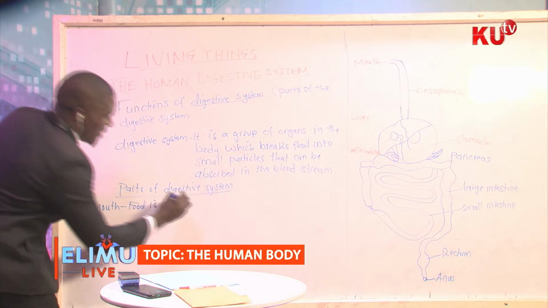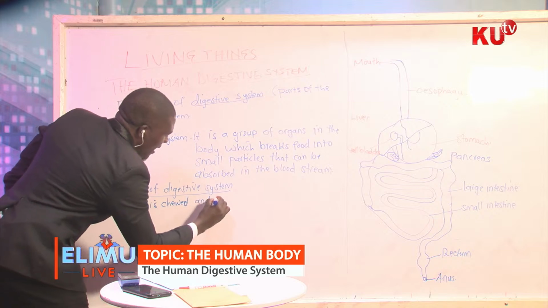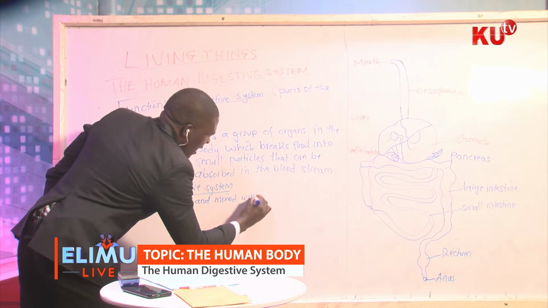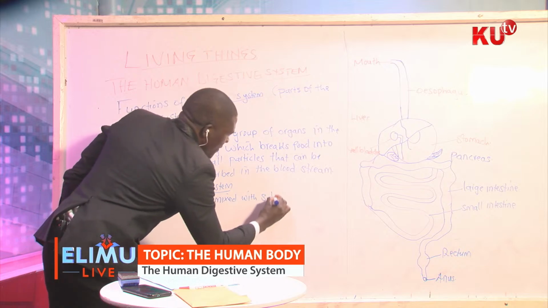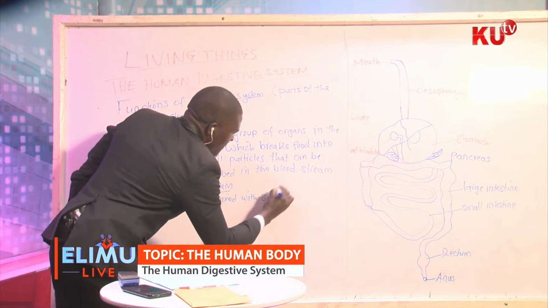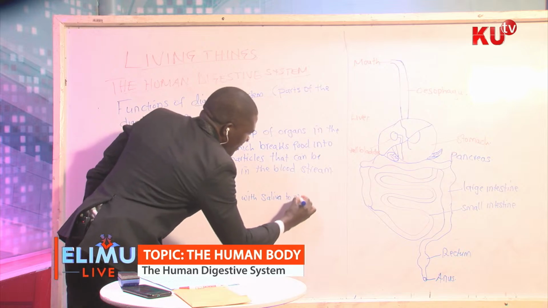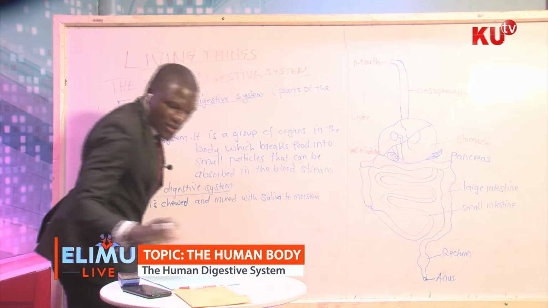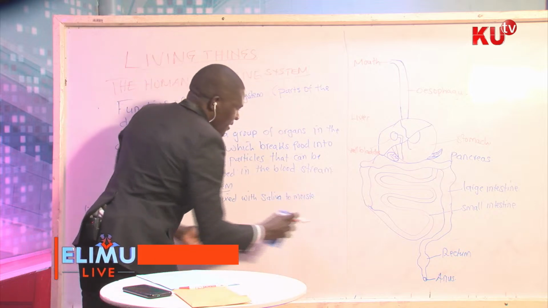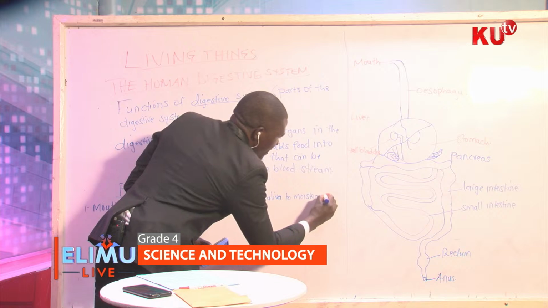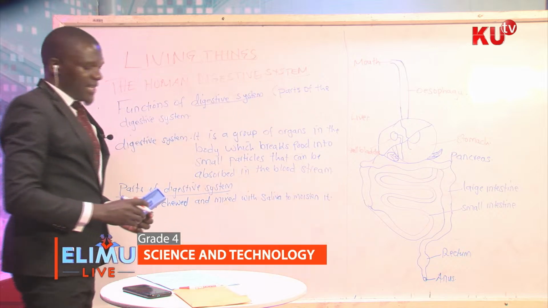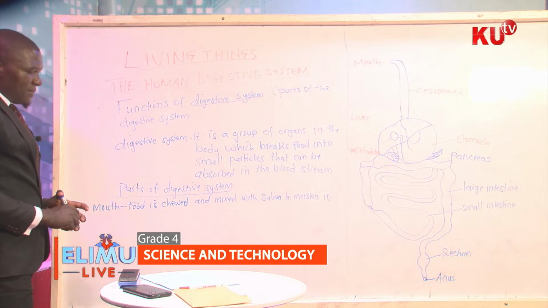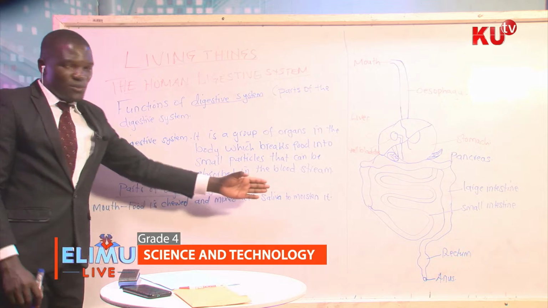Number 1, after being chewed and mixed with saliva, the work of the saliva is to moisten it. So food is chewed and mixed with the saliva to moisten it.